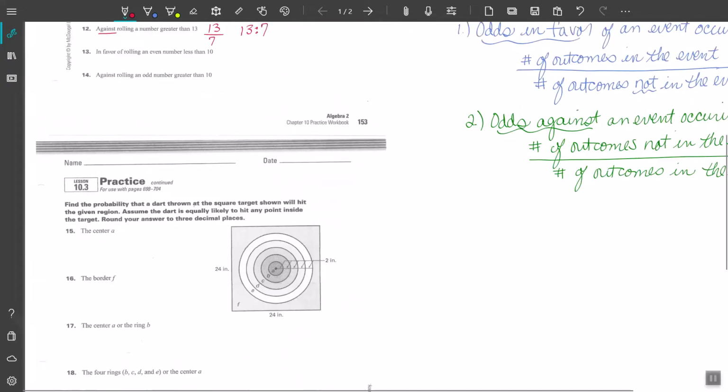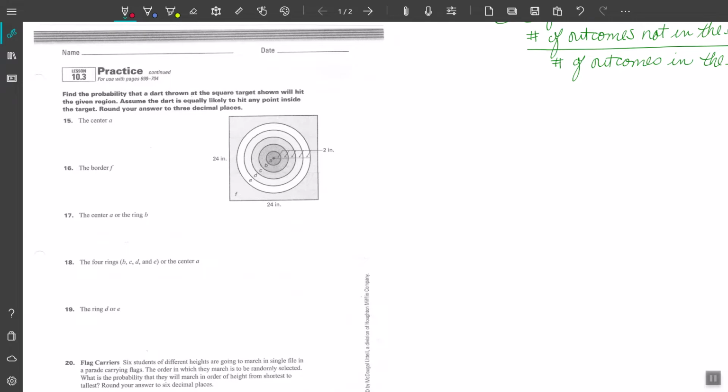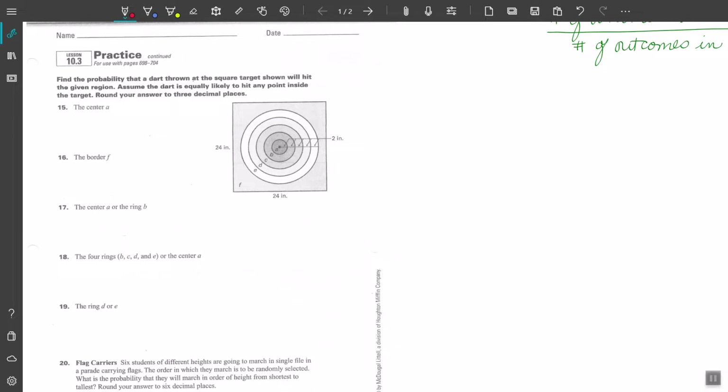All right, so moving to the back of the sheet, we are moving back to the idea of probability. Find the probability that a dart thrown at the square target shown will hit the given region. Assume the dart is equally likely to hit any point inside the target. Round your answer to 3 decimal places. So they want us to go back to probability, and the formula for that is the number of outcomes desired divided by the total number of outcomes possible.